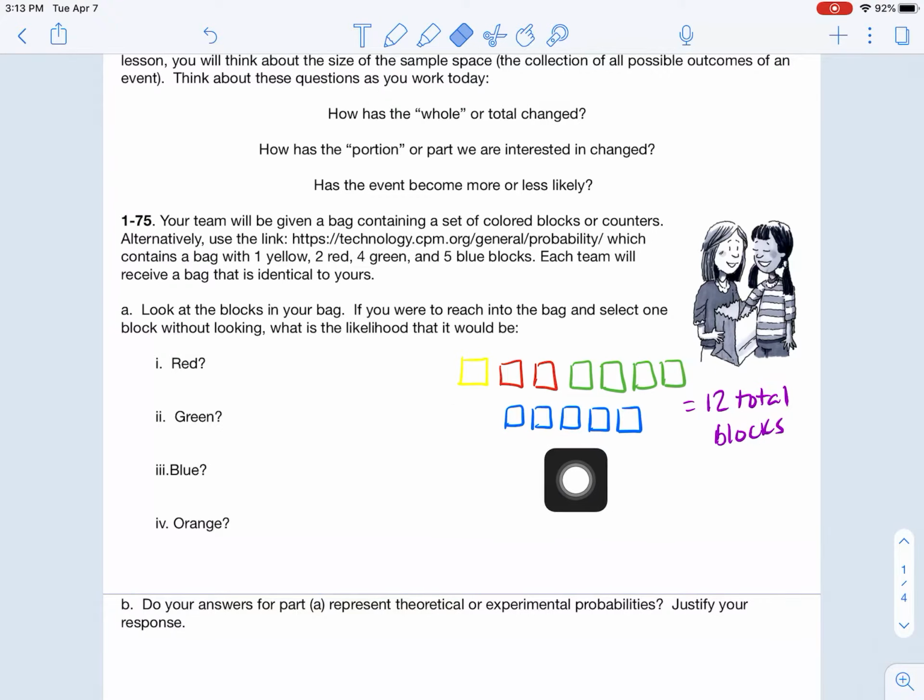I drew it on here. You can pause this video if you'd like to draw it on yours. You guys know by now I'm a super visual learner, so I need to see it in front of me. So there's my 1 yellow, 2 reds, 4 greens, 5 blues for a total of 12 blocks.